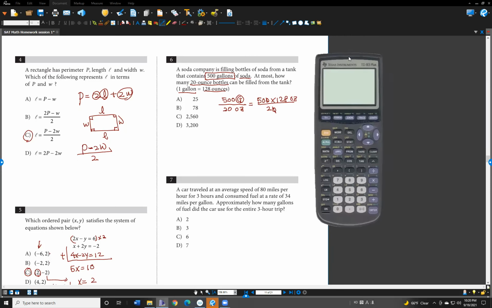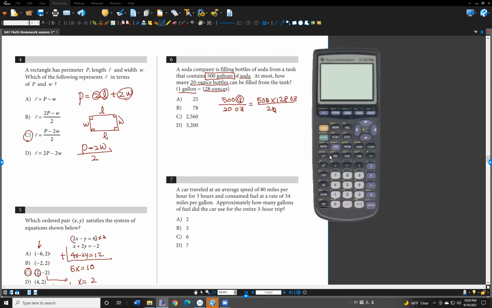Okay, here we go. We have a calculator over here. 500 times 128 divided by 20 ounces. Okay, 3,200 bottles there.